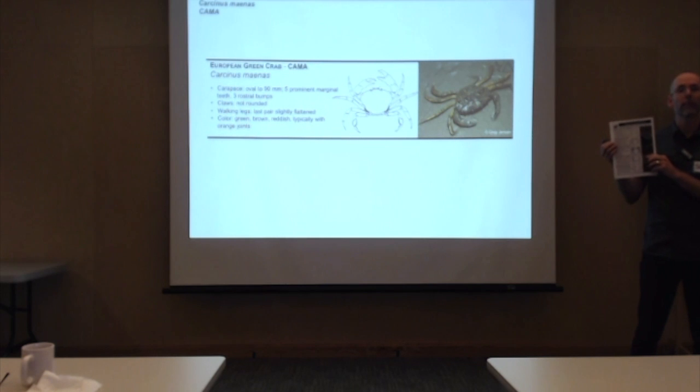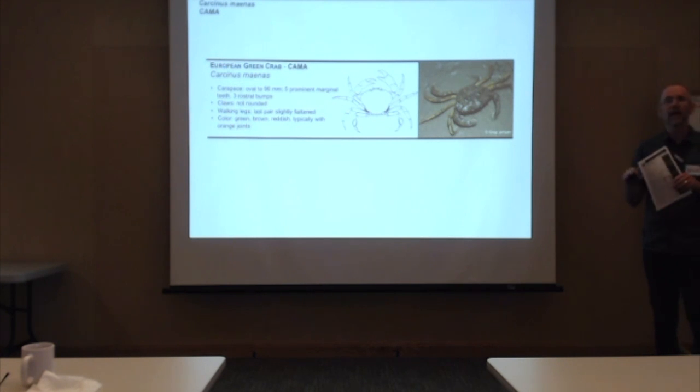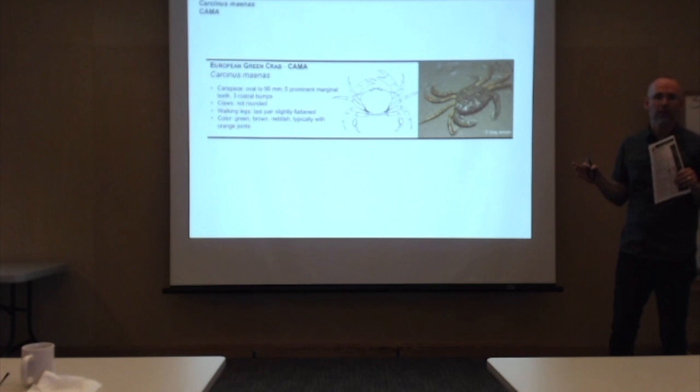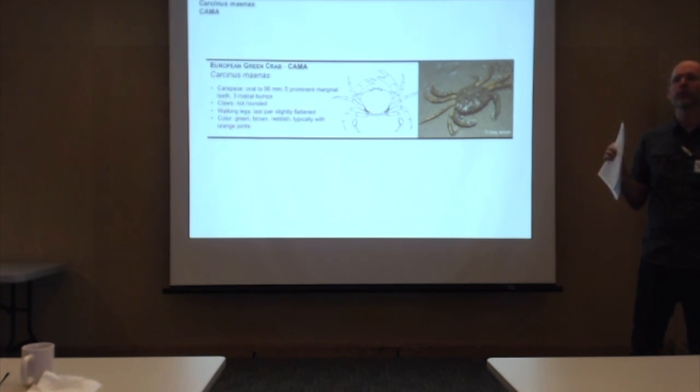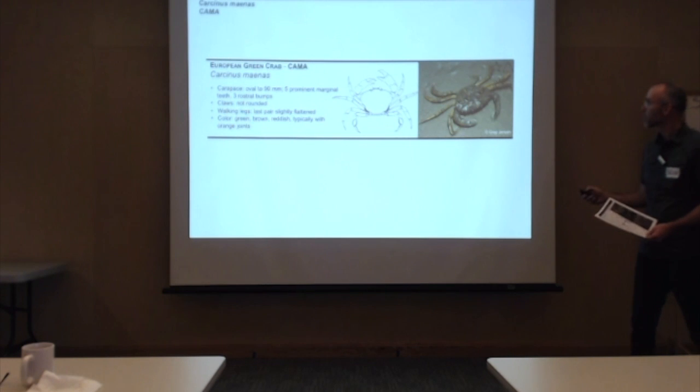If you see a star or a triangle that is only partially filled in, that means there's a possibility you might encounter it. And if it's not filled in at all, it's pretty unlikely that you will run across these animals. But we want you to be aware of them just in case. So let's start with the European green crab, and you can look at your ID guide as we go through this.